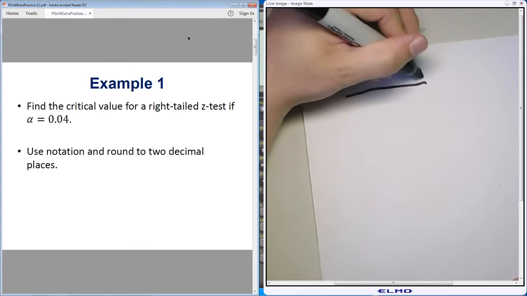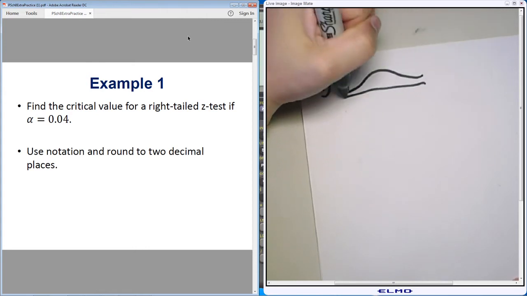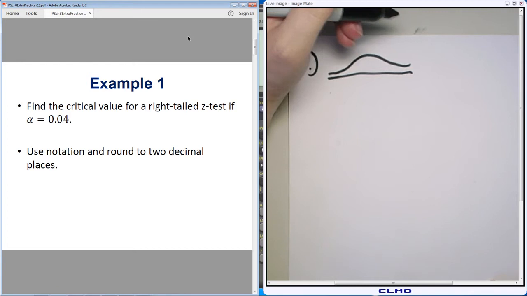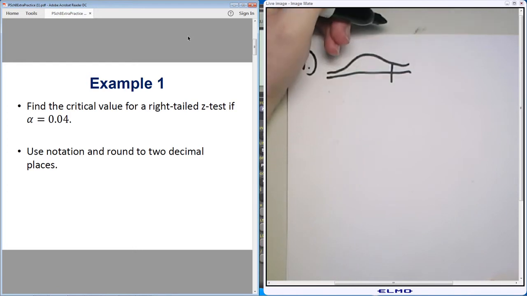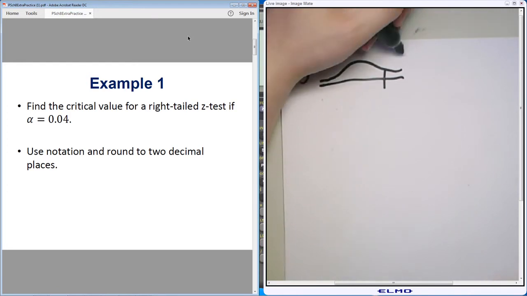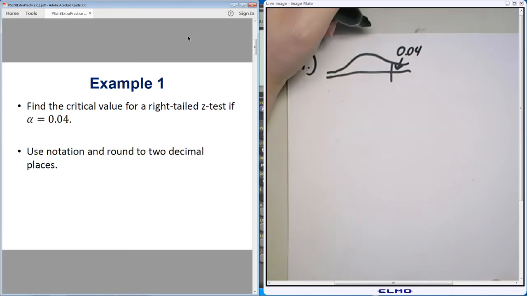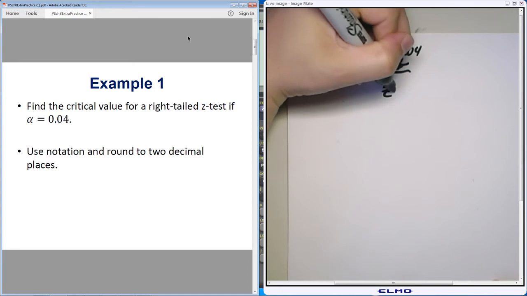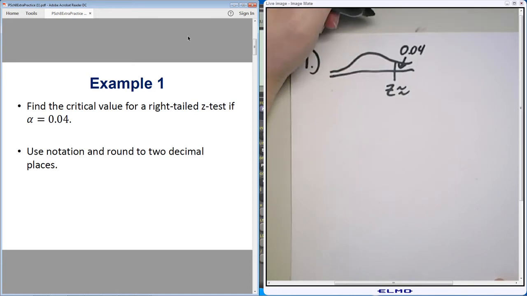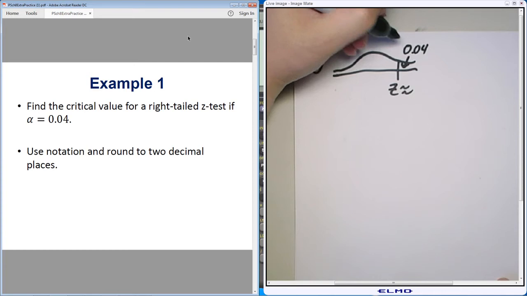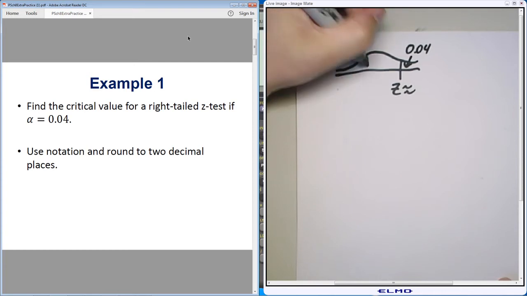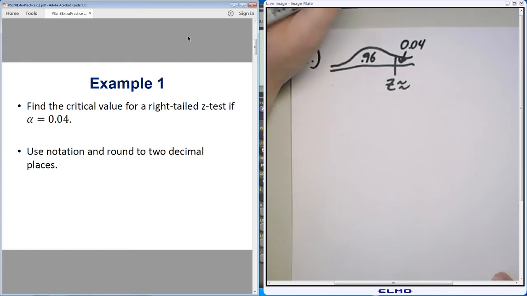Alright, since it's a z, I have a normal distribution, standard normal. I'm using the right tail. And alpha, that's the area in the tail or tails combined, is 0.04. And the z-score is the critical value that I need. If the right tail has 0.04, then the left tail is going to have 0.96 in it. I get that from 1 minus 0.04.